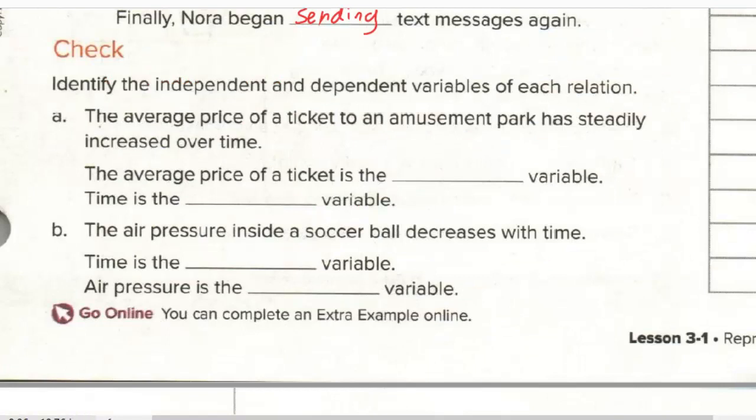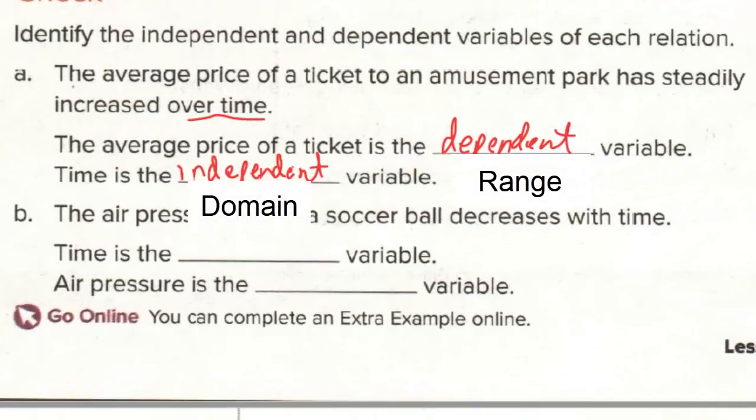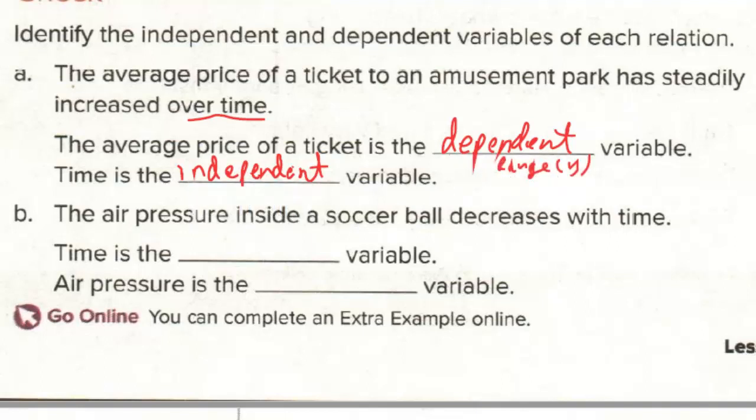Okay, let's identify the independent and dependent variables of each relation. The average price of a ticket to an amusement park has steadily increased over time. Well, again, when we have time involved, it's almost always our independent variable. So the average price of a ticket is the dependent variable. Time is the independent. So again, dependent is like your range or your Y value.